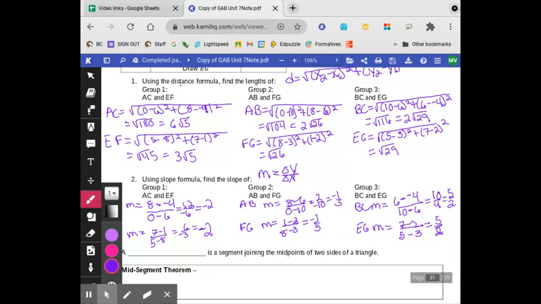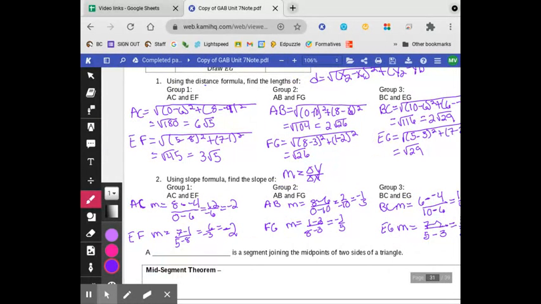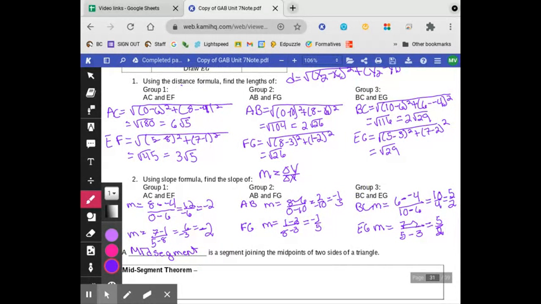So now we're going to define something, and a midsegment is a line that joins 2 midpoints of a triangle together. So therefore, EF is a midsegment, FG is a midsegment, and EG is a midsegment. So I want you to pause, and I want you to think what you think the midsegment theorem is, based on the results we found using the distance formula and the slope formula.